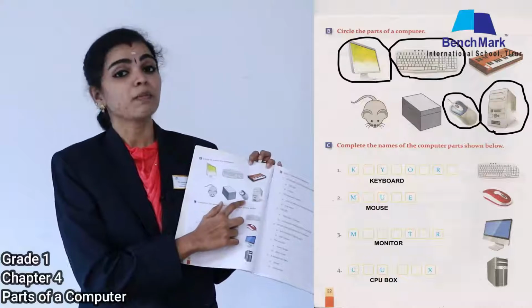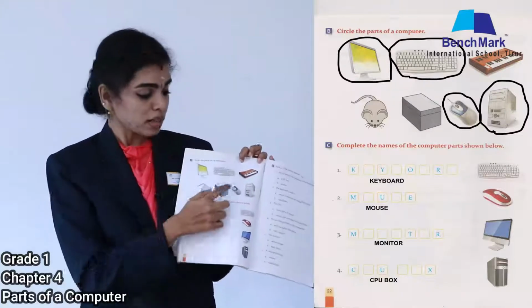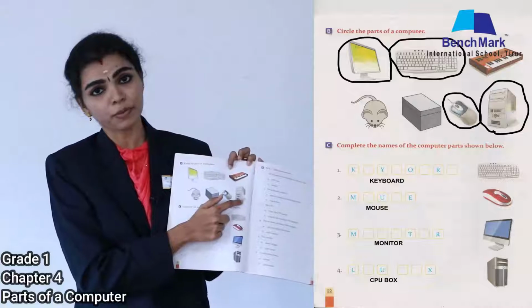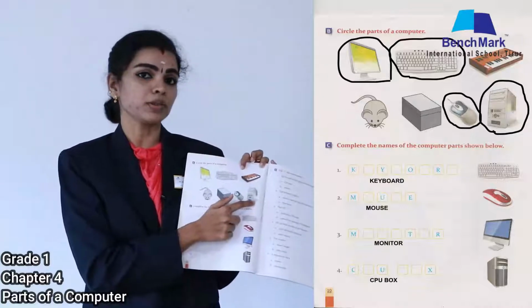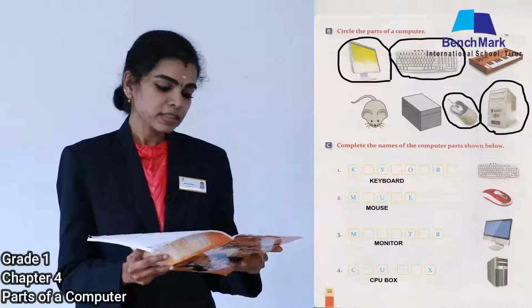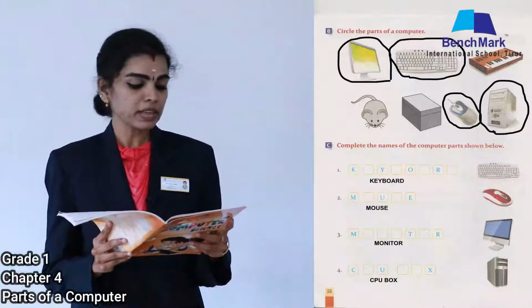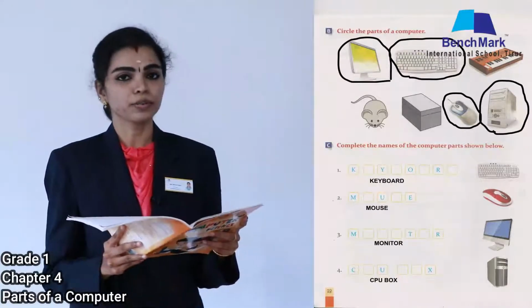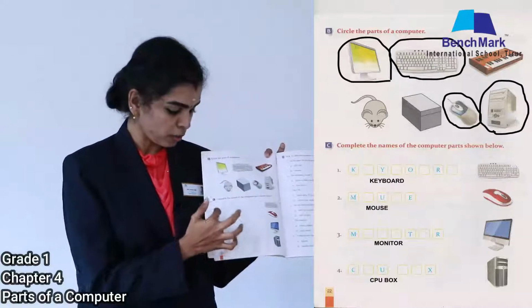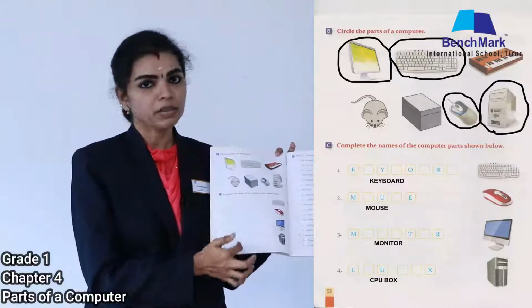Whereas this is a mouse, this is a computer mouse. So we need to circle it. And what is this? At last it is a CPU. CPU is also a part of a computer and you need to circle it. Okay. The next exercise that we have is complete the names of the computer parts shown below. Here they have given the parts of the computer and you need to complete the names that are given here.